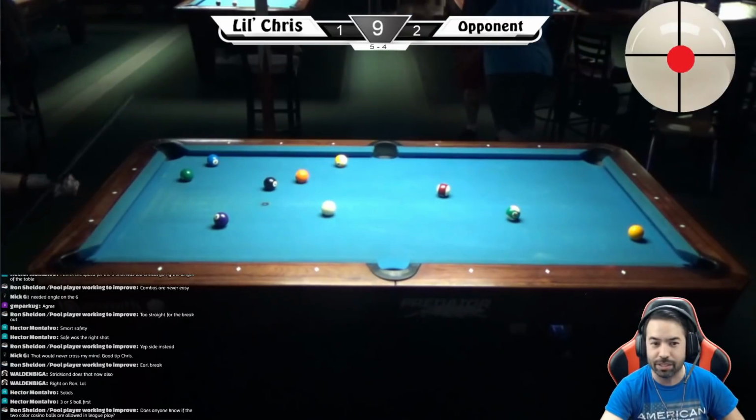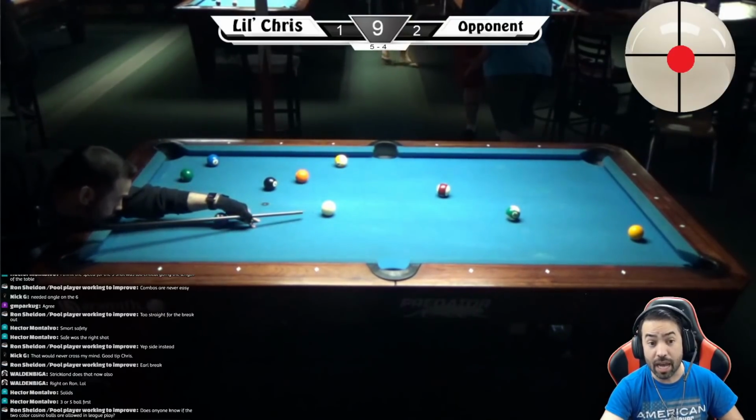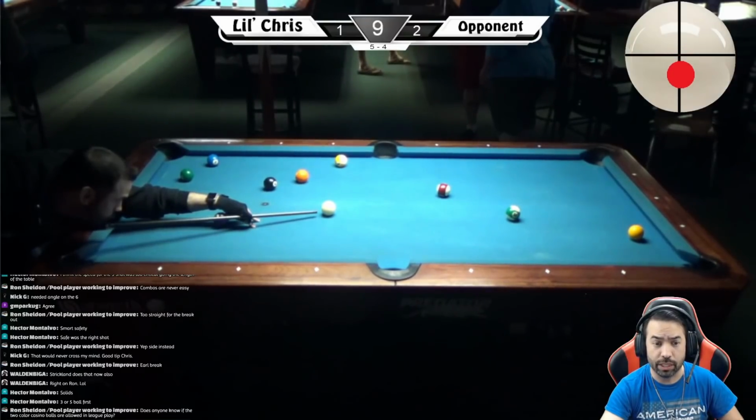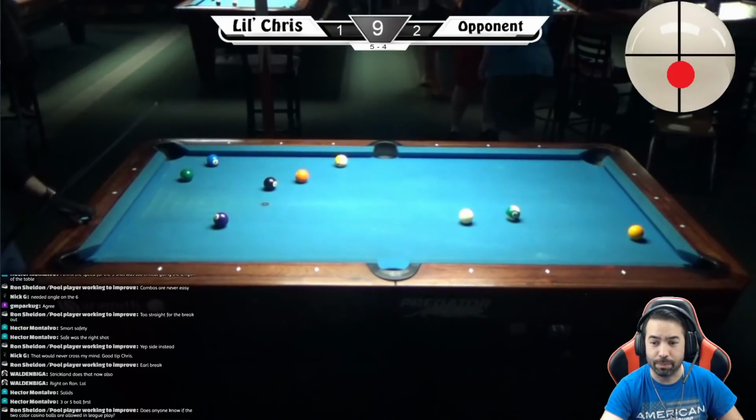That looks like it was pretty much a stun shot. Gives me position on the 15. This must mean my 9 ball is going to be last. Looks like I have a little bit of draw on this one to get position on the 14. And it doesn't look like I got the position I was looking for.